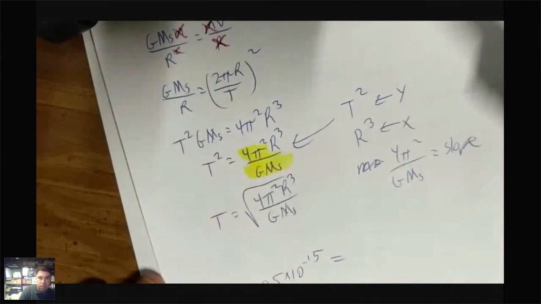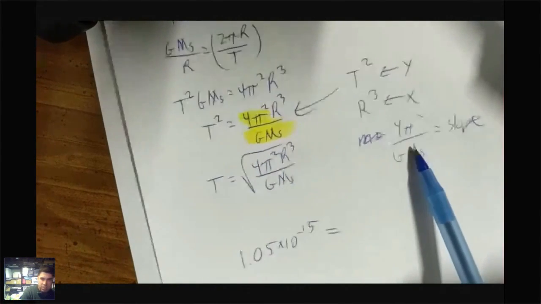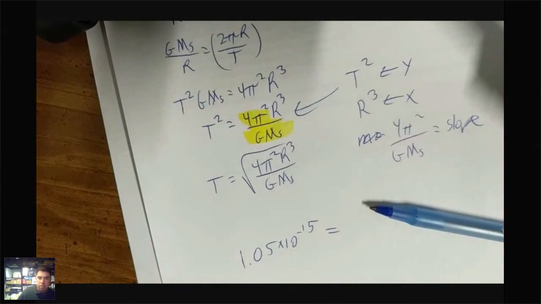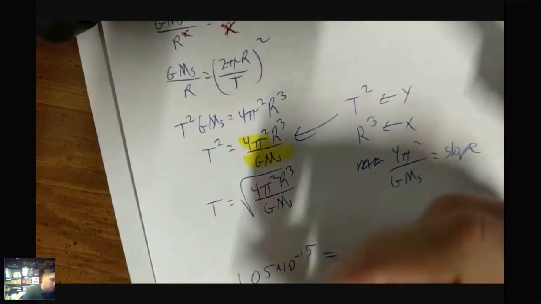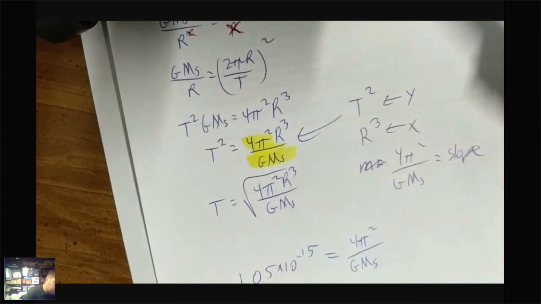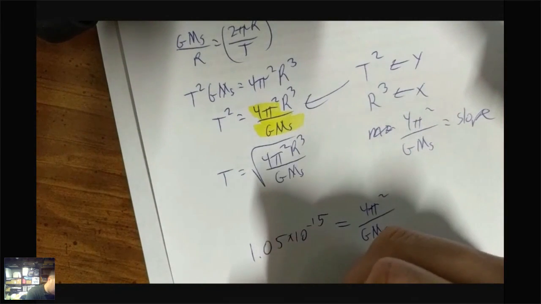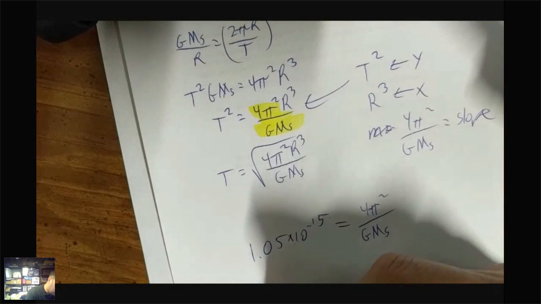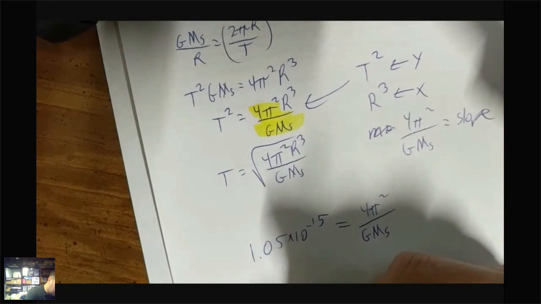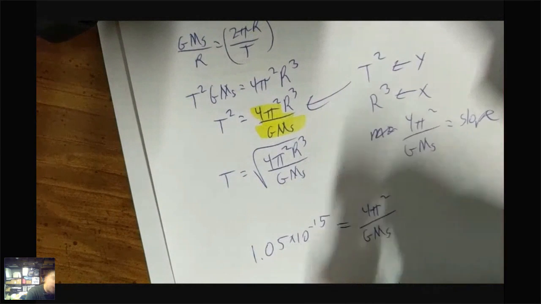So we're given this 1.05 times 10 to the negative 15th as my slope. We know the slope needs to equal 4 pi squared over g times the mass of Saturn. So I'll take this, I'll multiply it and do some division here. Basically, 4 pi squared over g times 1.05 times 10 to the negative 15th equals the mass of Saturn.